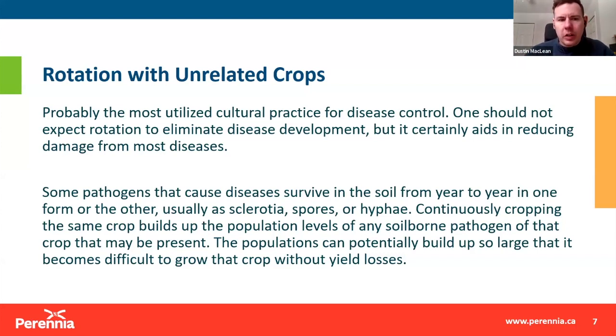So continuously cropping the same crop builds up the population levels of any soil-borne pathogen of that crop that may be present. So the population can eventually reach a level that's so large that it becomes difficult to grow the crop without yield losses. So rotations are most likely to be effective in controlling pathogens which only survive in the presence of a specific host or its residues.